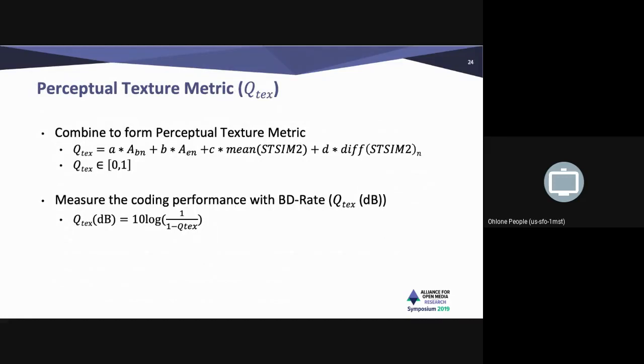Okay, so to get our Qtext, we combine these using a linear combination with different weights. Right now we're using a pretty simple threshold to weight the different components, and of course there are better ways that we can more intelligently assign these values. Then we take this measure into a BD rate.